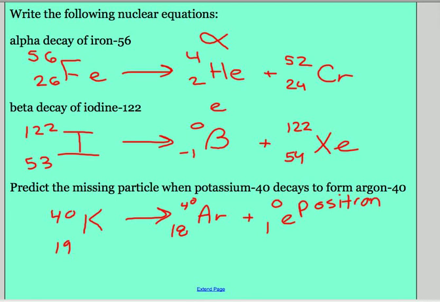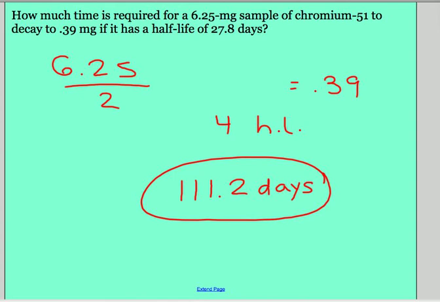And the last one is one of those real simple half-life problems, so just make sure you can figure out, okay, how long is that going to take? Okay, it's going to take 4 half-lives, and then you need to figure out, okay, if each half-life is 27.8 days, how long is that going to take me?